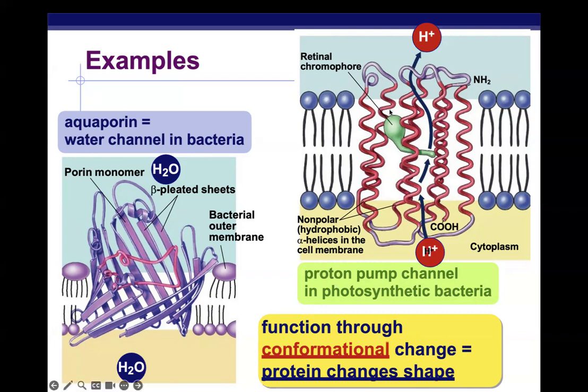Here is a proton pump, which moves an H+, a positively charged hydrogen ion, into and out of the cell. These protein channels function by a conformational change, or shape change. They are normally closed, or prevent things from passing. And when the correct molecule, water or a proton, binds with them, they change their shape to push and move that substance into or out of the cell.